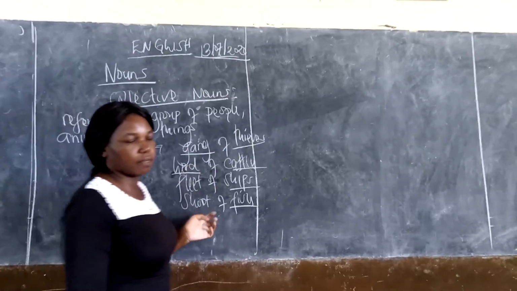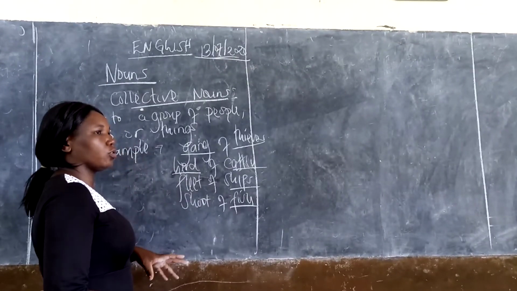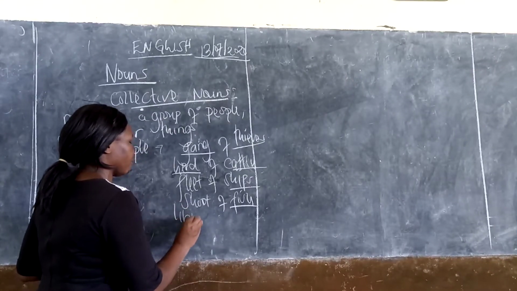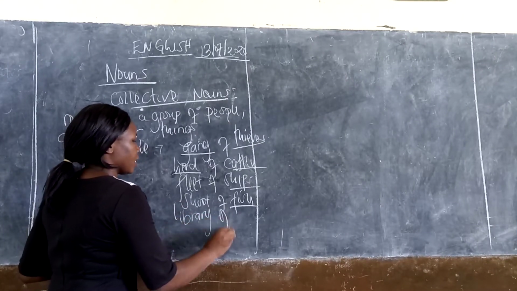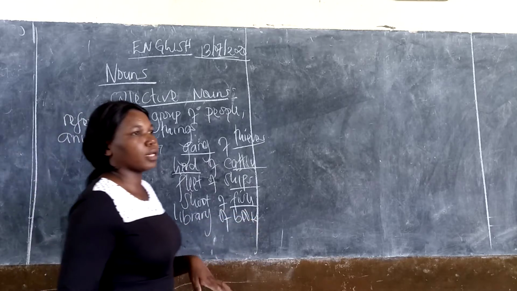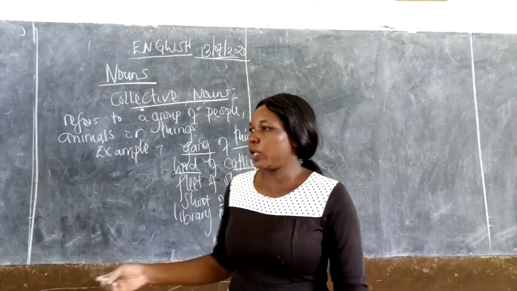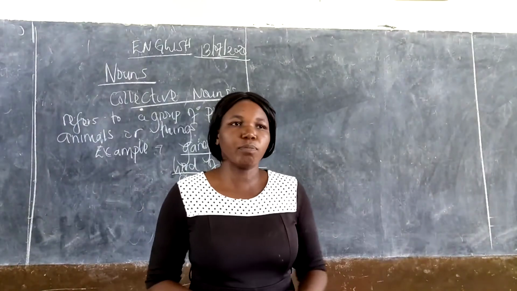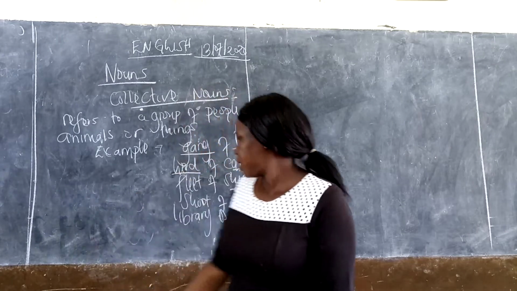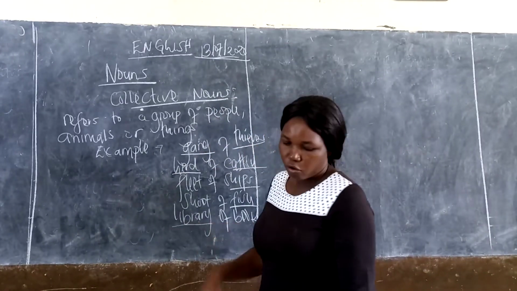Then we have, when you go to a library, you get a lot of books. That is known as a library of books. You usually go to a library to read books. When you go there, the collective books there, all those books, are known as a library of books.